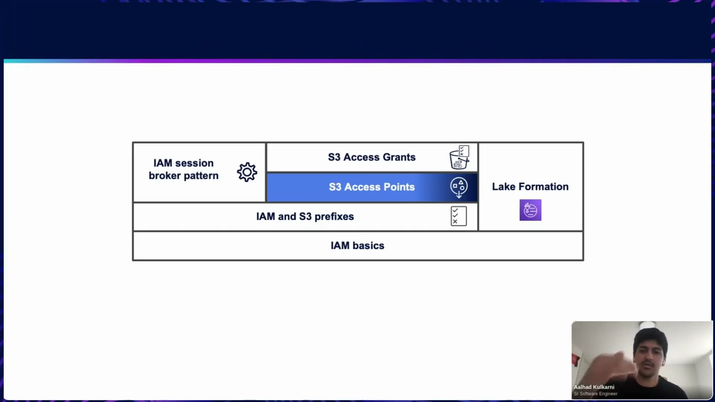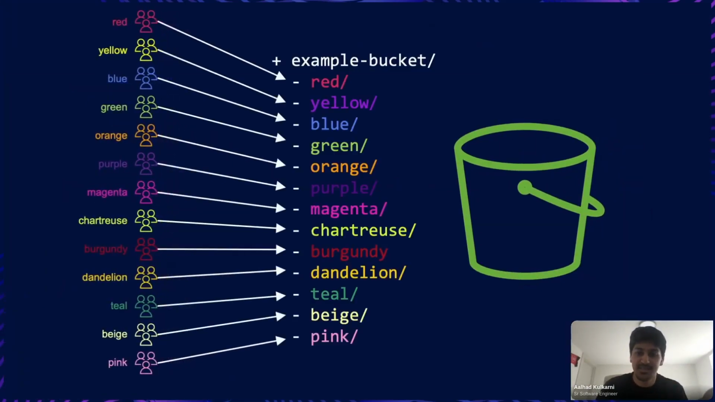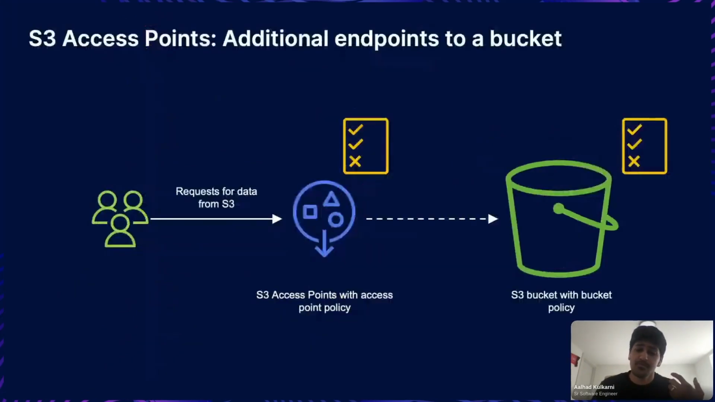let's talk about S3 access points. S3 access points is a feature that will start helping you in scenarios where you run into these limitations. So we talked about this simple use case, red, yellow, blue. What if there are this many different data sets and different users? You'll start running out of limits, as we mentioned. So what are S3 access points? If you're not familiar with them, an S3 access point acts as an additional endpoint on a bucket.